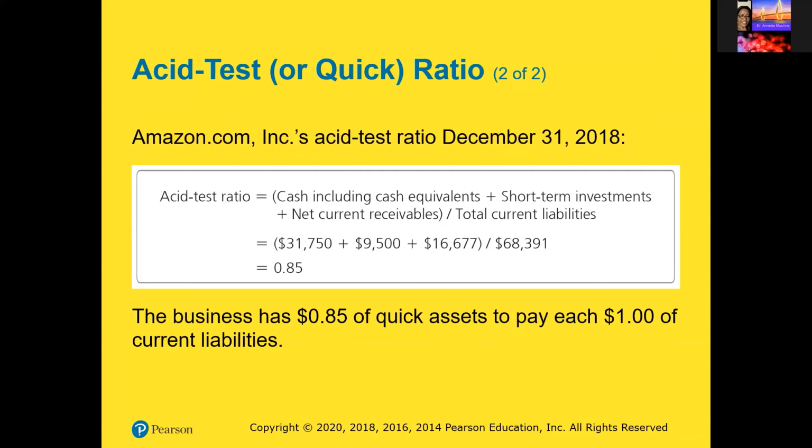The acceptability of an asset test ratio depends on the industry. Again, we said that an asset test ratio of 1.00 or higher is considered safe. It is not uncommon, though, for retail companies such as Amazon to have an asset test ratio lower than 1.00. Because in this example, we see that the asset test ratio for Amazon as of December 31st, 2018 was 0.85.